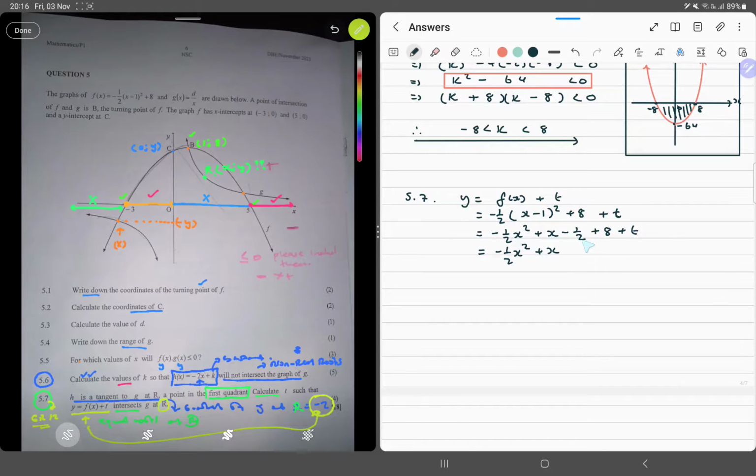Okay, we've got minus half of x squared plus x. Now let's sort this out. This is going to be 2 times 8 is 16. 16 minus 1 is 15. So this becomes plus 15 over 2 plus t. Okay. So we are good. So now we've got this one.